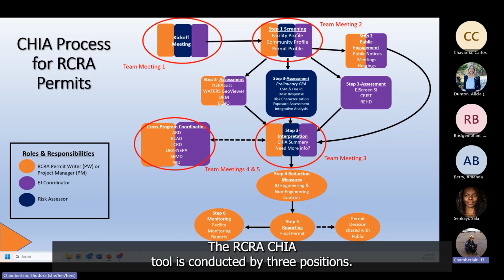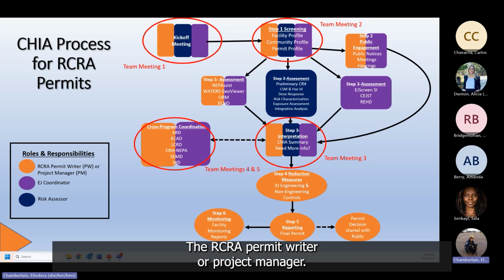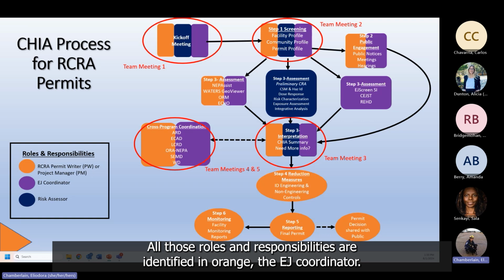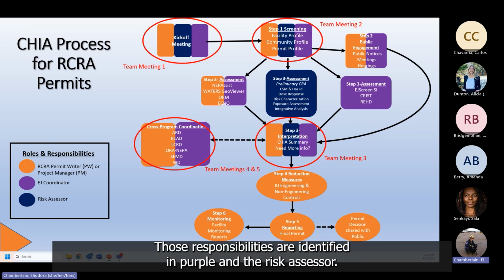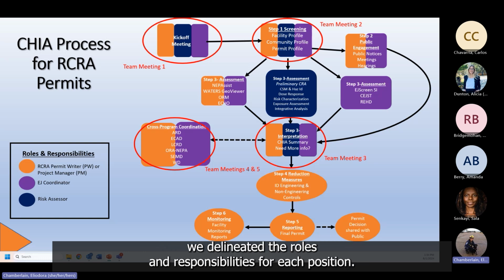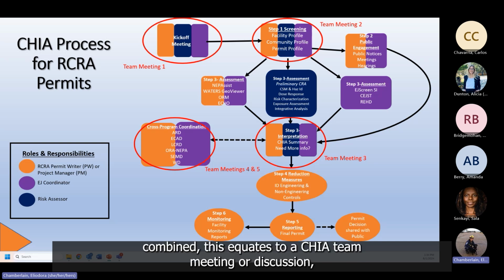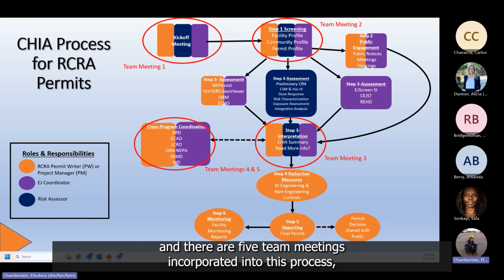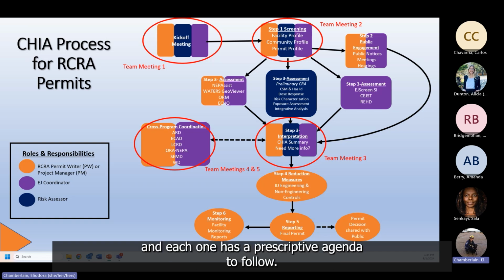The RCRA CHIA tool is conducted by 3 positions: the RCRA permit writer or project manager. All those roles and responsibilities are identified in orange. The EJ coordinator, those responsibilities are identified in purple, and the risk assessor are the responsibilities identified in blue. For each step in the CHIA process, we delineated the roles and responsibilities for each position. If there are 2 or more colors combined, this equates to a CHIA team meeting or discussion. And there are 5 team meetings incorporated into this process, and each one has a prescriptive agenda to follow.